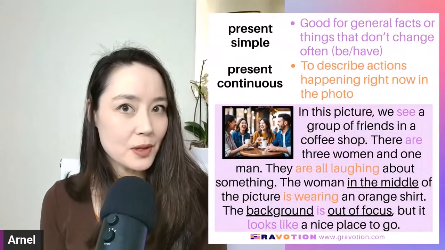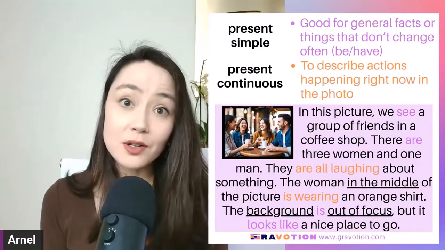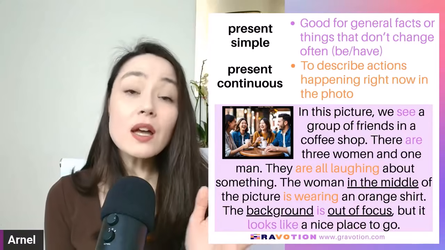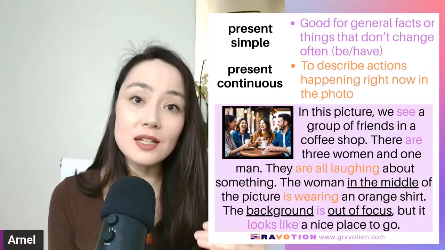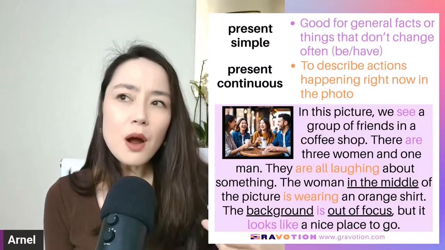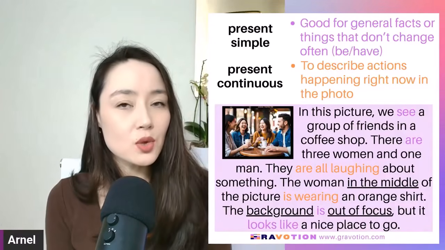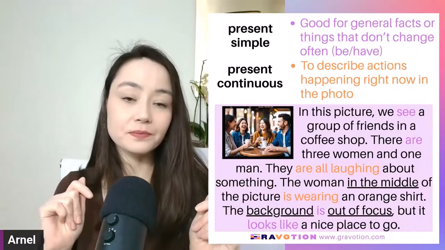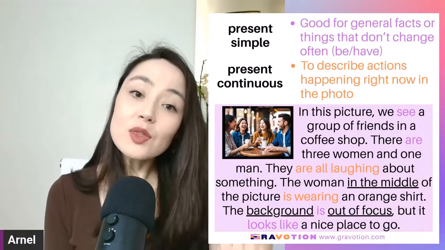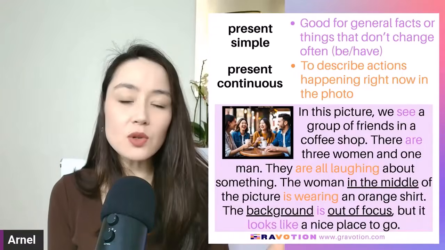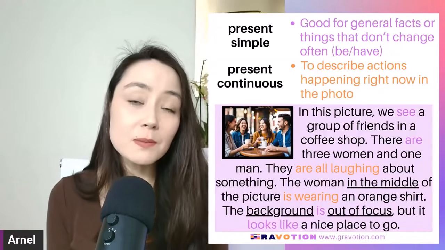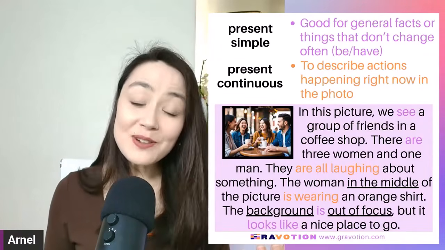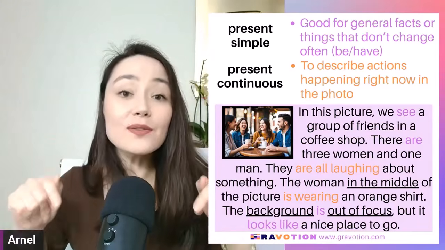Let's look at grammar just for a moment. Don't worry, I won't spend that long on grammar. Don't worry, this is a vocabulary lesson. When you're describing pictures, we often use the present simple and present continuous. Not always, but they're probably the 2 most common tenses when we're describing a picture. Why? Because we're looking at a picture right now. So we use the present simple. This is good for general facts or things that don't change often. We often see the verbs be and have. Present continuous to describe actions happening right now in the photo.